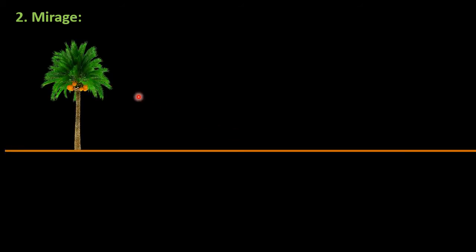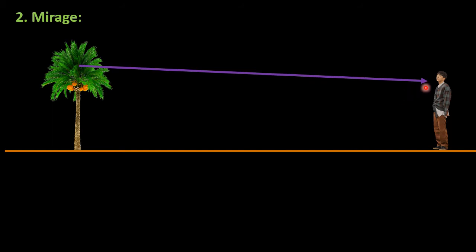Now we consider the second natural phenomenon which occurs just because of total internal reflection, and the name of the phenomenon is mirage. Here we consider a tree, this is the ground, and at this point we consider a boy. This boy is looking at the tree. The ray of light from the top of the tree, when the temperature is normal, will travel a straight path and enter the eye of this boy. But what happens if the temperature is very high? Let us consider this in the desert.